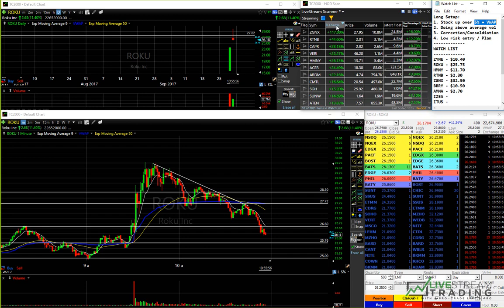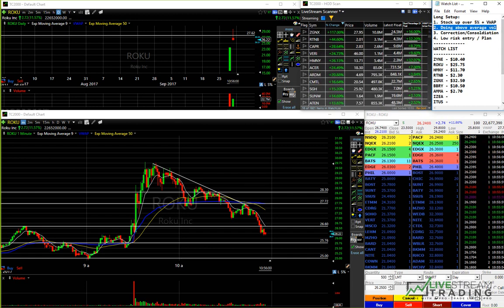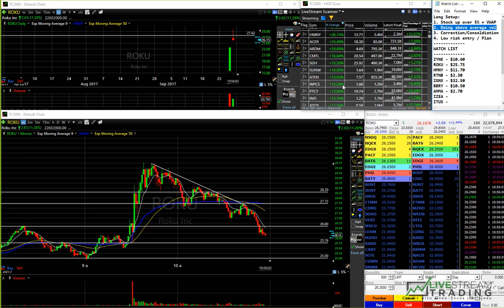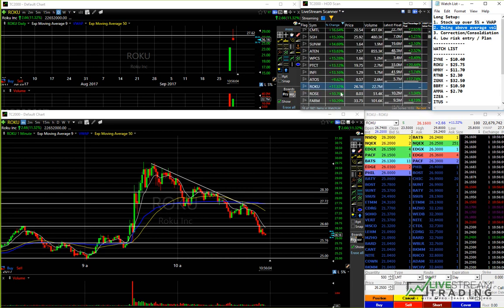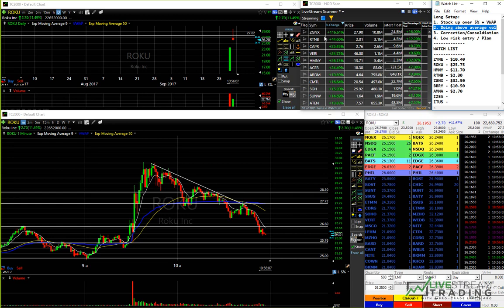So up here on the percentage change scanner, it's up over 5%. And it's doing above average volume. Now, typically, if a stock is up over 10% on the day, it will be doing above average volume. But if you want to check the average volume on a stock, you can do so by pulling up FinViz, typing in the ticker, and it gives you all kinds of information.